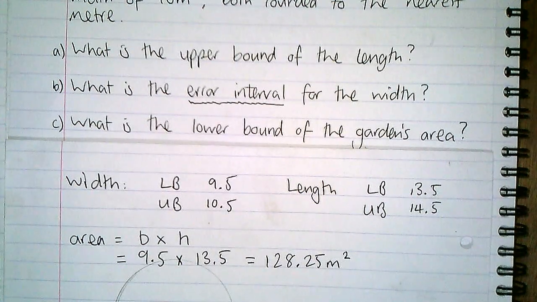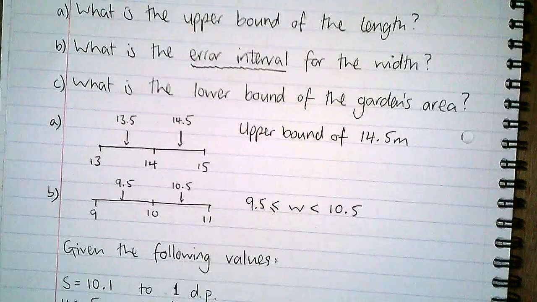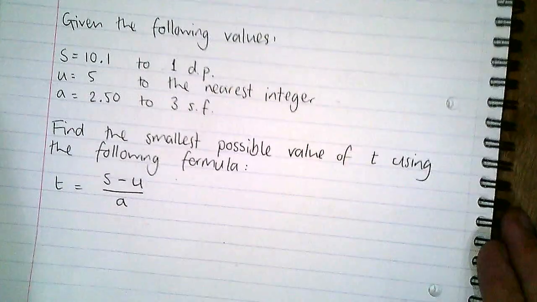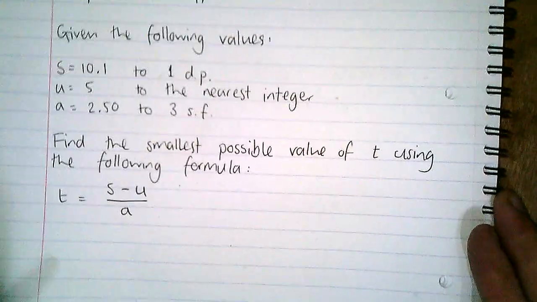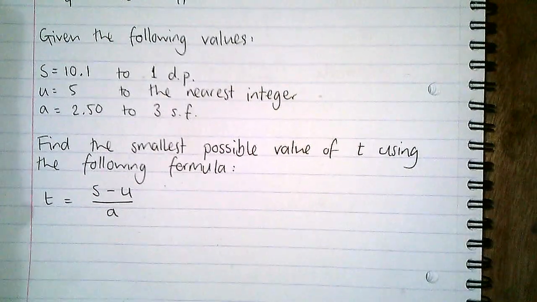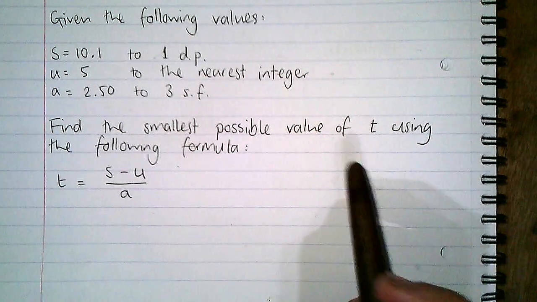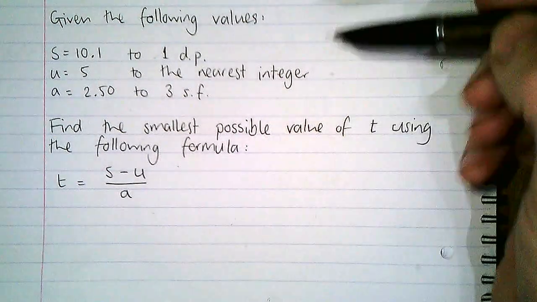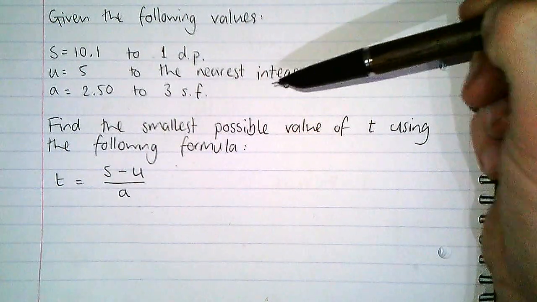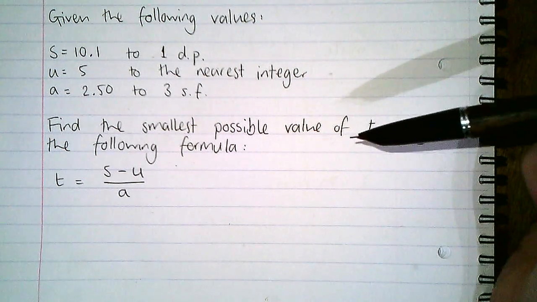Okay, so let's have a look at a question now that's a little bit more involved. So this is the second question. I'll just move this down. There we go. So here we have got some values given, and we want to find the smallest possible value of t. Now notice here that the question gives us some values and then tells us what they're rounded to. Nowhere in this question though does it ask us about the error interval.